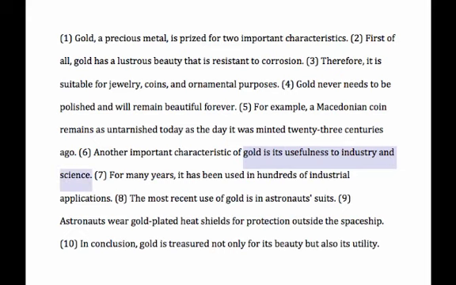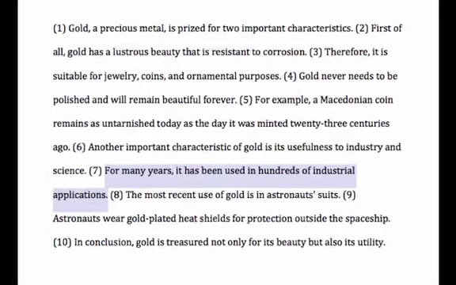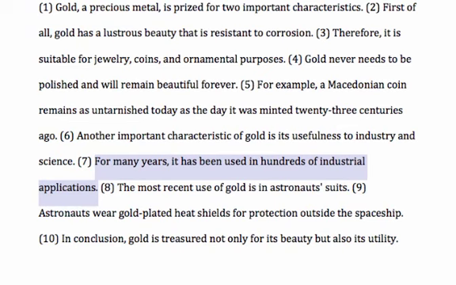And as before, we need to support that claim with some details. But the kind of details and the logical connection here is different from in the first half of the paragraph. For many years, gold has been used in hundreds of industrial applications. The next sentence in 8 brings that historical idea up to date. The most recent use of gold is in astronaut suits. So we're now supporting not actually sentence 6 directly, but sentence 7. So sentence 7 was, if you like, a historical claim, and number 8 is extending that right up to the present day. And number 9 is now drilling down into this example.